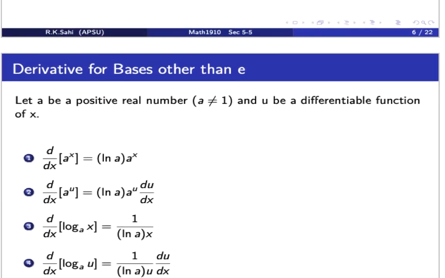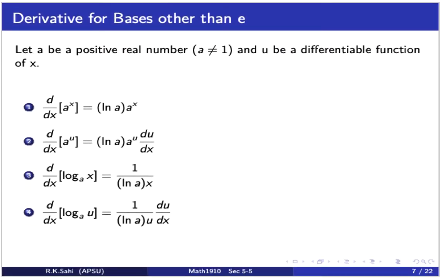The most important thing for us, guys, is the derivatives for bases other than e. The derivative of a to the power x is a to the power x times natural log of a. And the derivative of a to the power u is a to the power u times natural log of a times du by dx. The logarithmic properties, the derivative of log of x to the base a is 1 over natural log of a times x. And the derivative of log of u to the base a is 1 over natural log of a times u times du by dx. So, keeping these things in mind, let's do some examples.